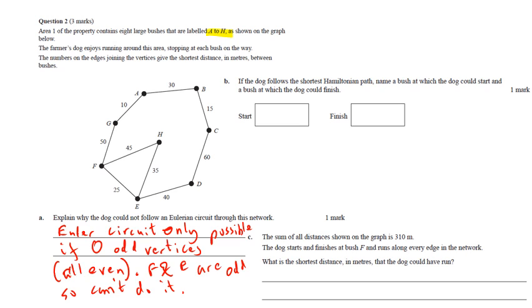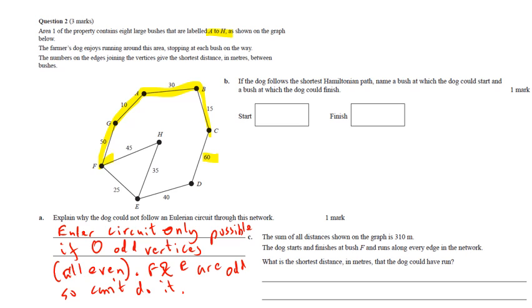Now, if the dog follows the shortest Hamiltonian path, you've got to name a bush at which the dog could start and finish. Lots of possible answers for this, so I can grab my highlighter pen. If you look, 60 is a big number, so I want to try and avoid using that 60. So I could start at C and go to B, around like this. That was fairly straightforward because there's no choices involved.